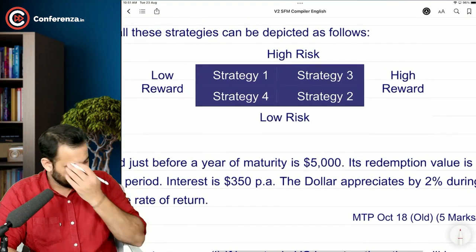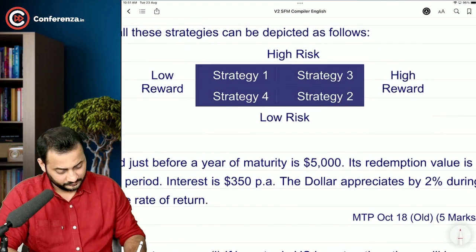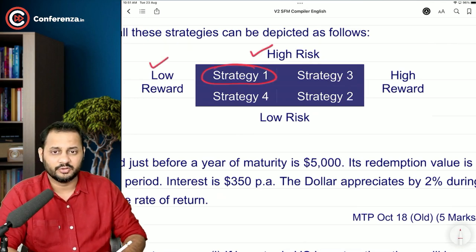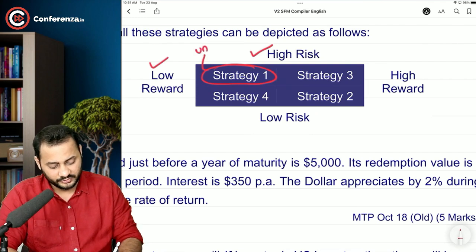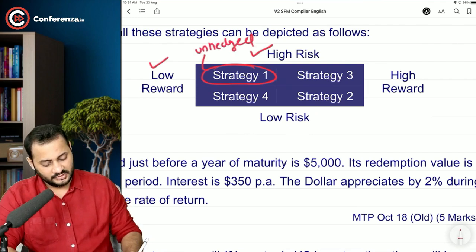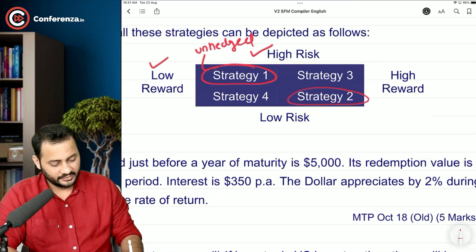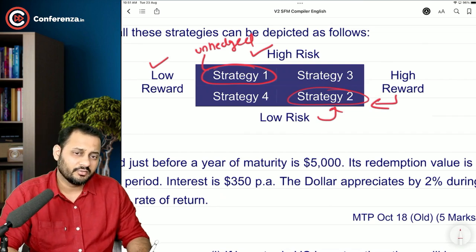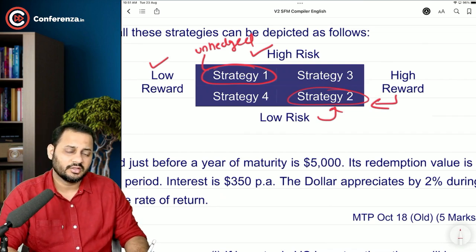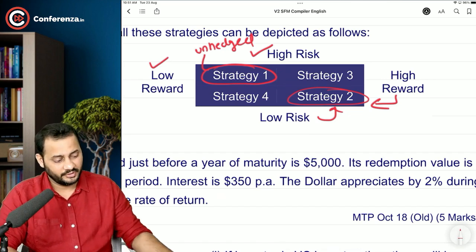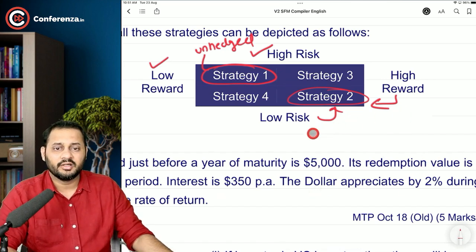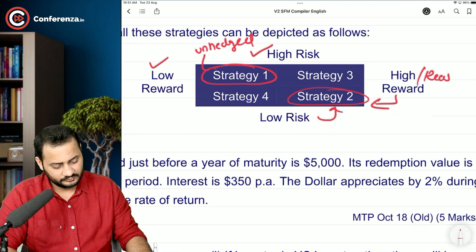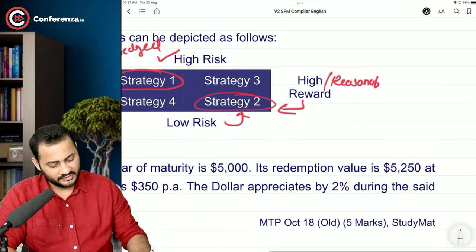So if you create it like this, you will see that strategy number 1 in this question is highly risky but with low reward, because you were keeping all the position unhedged. Strategy number 2 comes in the category of low risk but reasonable reward. It was not highly rewarding, but you can say a reasonable reward.